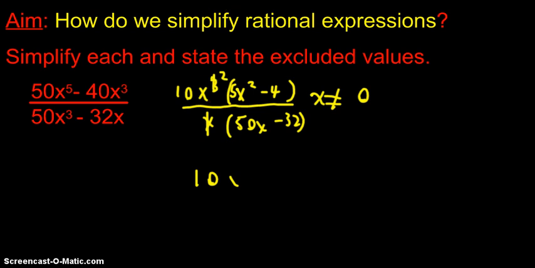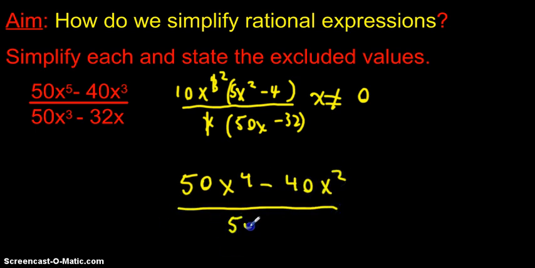Actually, we would have to multiply the remaining pieces back together. So once we cancel this out, the x cannot be equal to 0 anymore. So this is 50x to the fourth minus 40x squared over 50x minus 32 when x is not equal to 0.